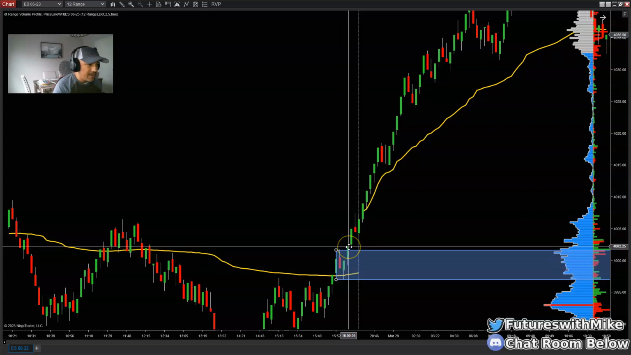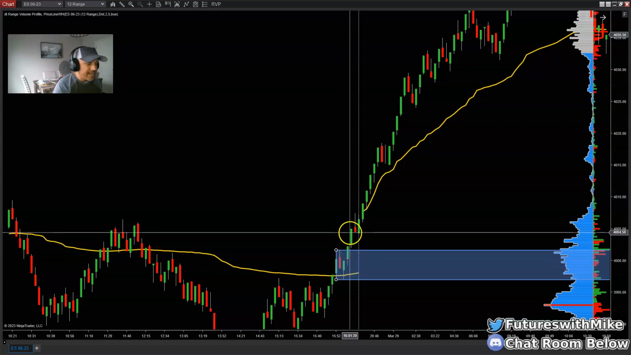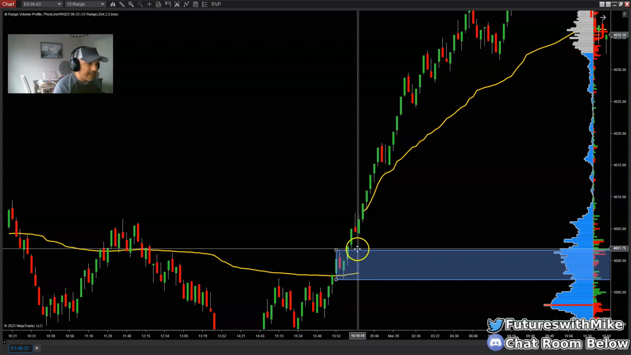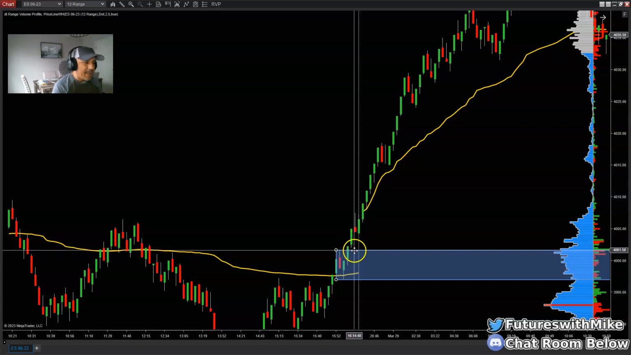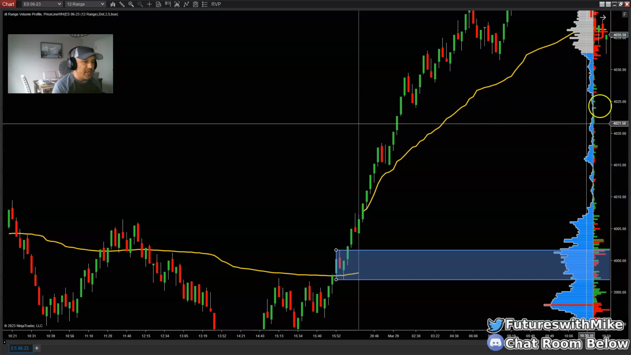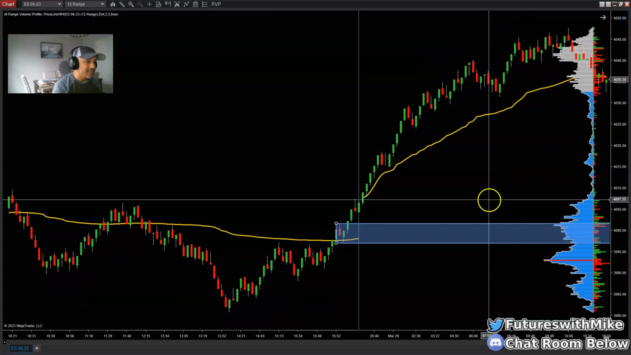As it moved higher, that green candle took it out. The next candle did not come back and fill that gap in. There's still a void there, an area that price has not filled yet. So what you do is you wait for price to come back to that zone.